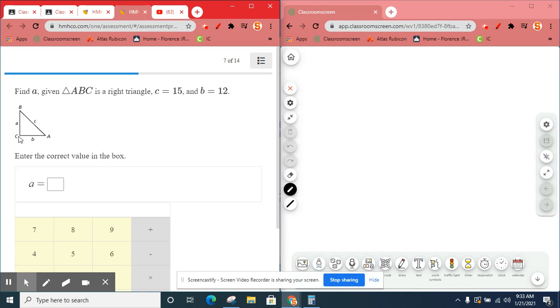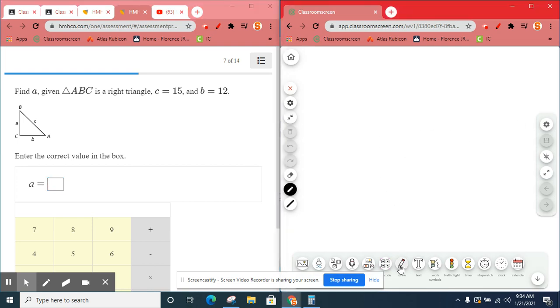Here it tells us we have a right triangle. Find the missing side. We do not know what this leg equals. We're looking for that dimension. They give us one other leg and also the hypotenuse. So I'm going to sketch over here how this should be set up.